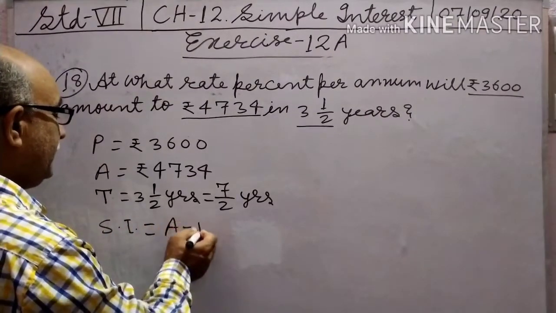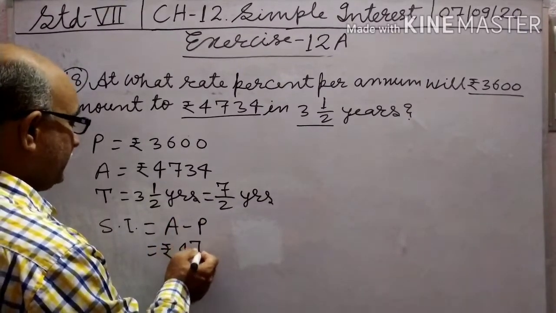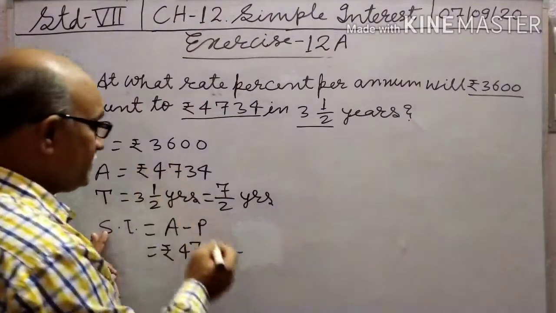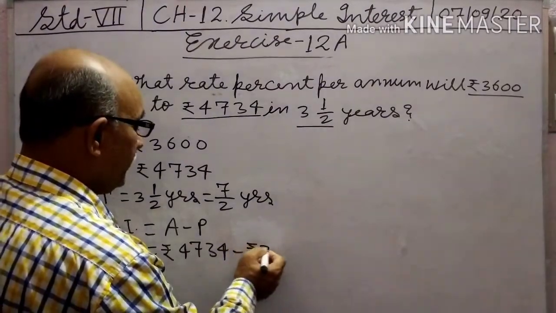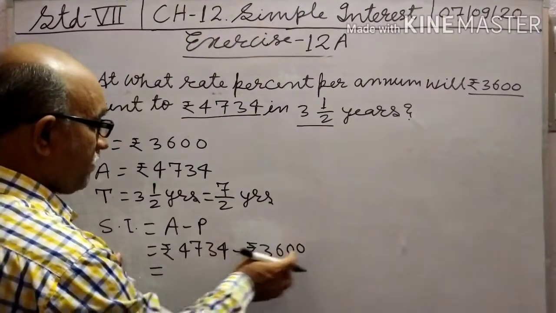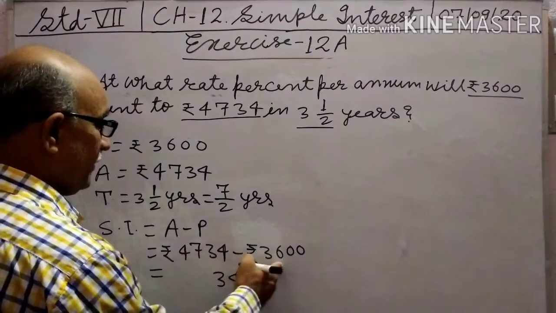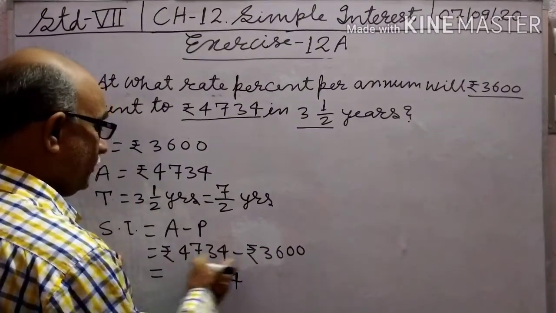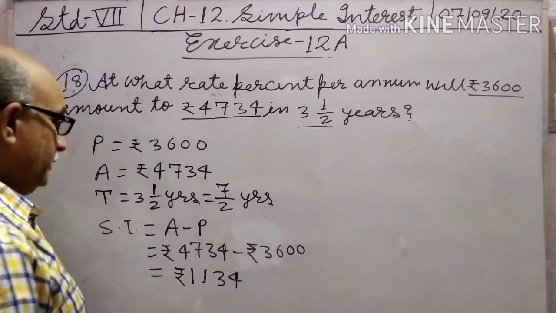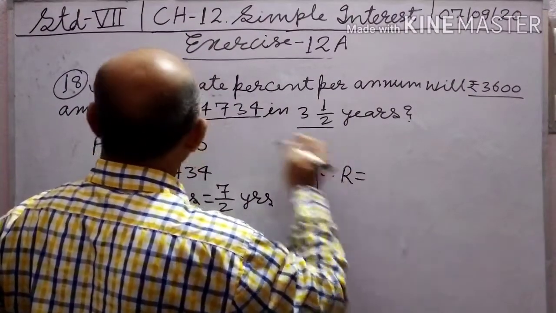SI equal to A minus P equal to rupees 4,734 minus rupees 3,600. Subtract them. 4 minus 0, 4. 3 minus 0, 3. 7 minus 6, 1. 4 minus 3, 1. Rupees 1,134. Now find, therefore, rate. At what rate?